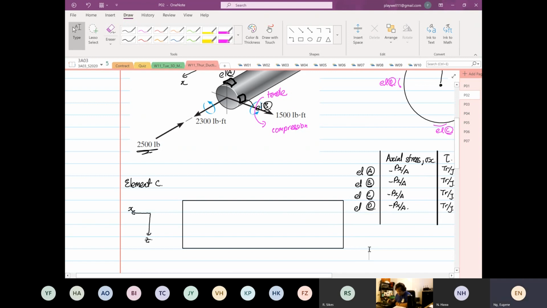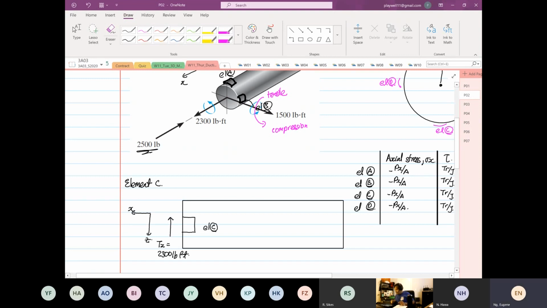Right. So if we are staring at the bottom, we're at the bottom now. This is our element at this point. This is our element C. Okay, that is our element C. And then because we are staring at the bottom, the torque in the X direction is flowing that way. So this is our 2,300 pound-feet.